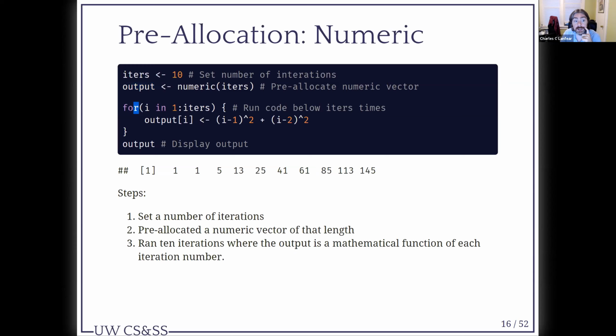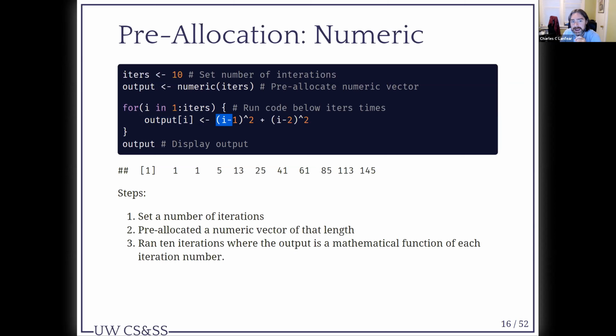I then say for i in 1 to the number of iterations, so 1:10 is just 1 through 10. What I want this to do is instead of printing my output like I've been doing before, I'm going to take the output object and assign to its ith element. So in the first iteration, it's going to assign to its first element. In the 10th, it will assign to its 10th element. Assign to it this math, (i minus 1) squared plus (i minus 2) squared. There's some math name for this mathematical sequence, but I forget what it is. And then I'm just going to display my output.